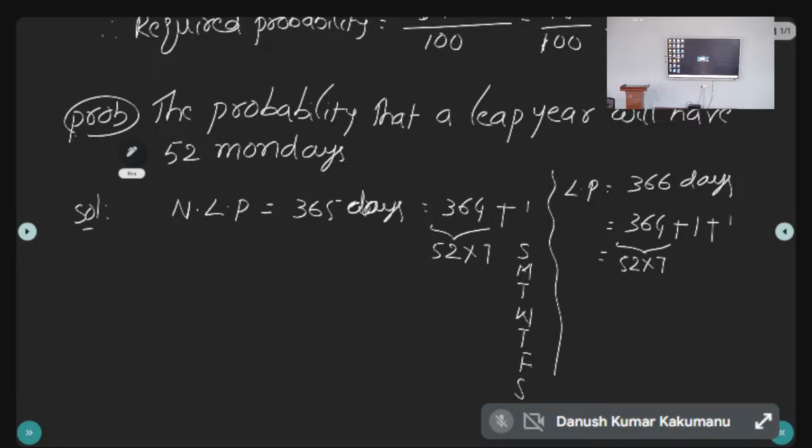Now the remaining 2 days: suppose the 364th day ends with Saturday, the next 2 days are Sunday, Monday, or Monday, Tuesday, or Tuesday, Wednesday, or Wednesday, Thursday, or Thursday, Friday, or Friday, Saturday, or Saturday, Sunday. Now consider the question: the probability that a leap year will have 52 Mondays. P of 52 Mondays, where P means probability of.